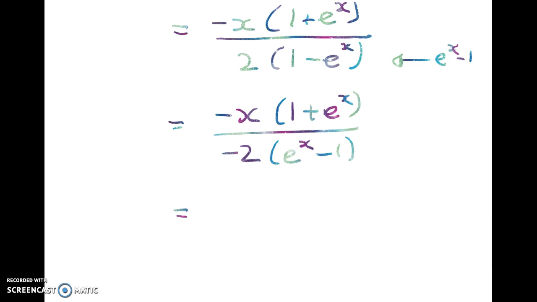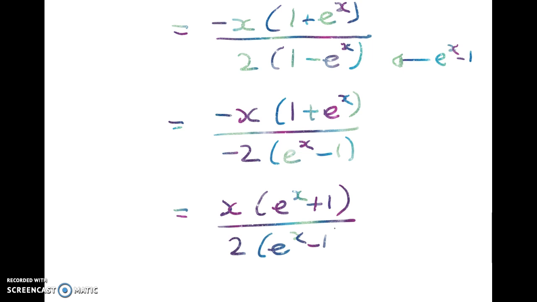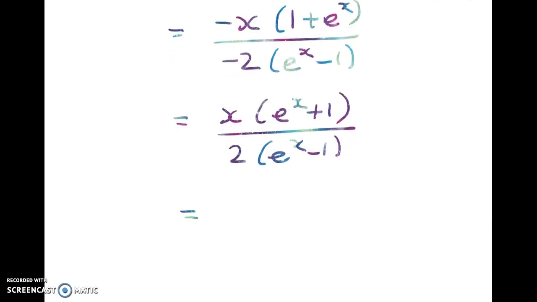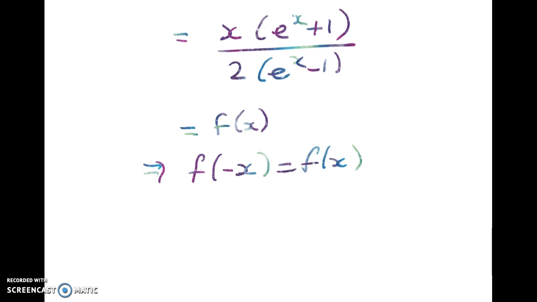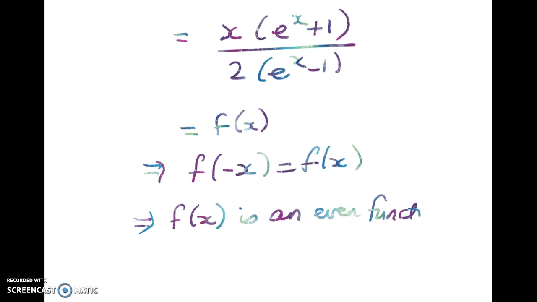Right, multiplying top and bottom by negative 1 gives me this x times e to the x plus 1 over 2 e to the x minus 1. And that's equal to f of x. Therefore, we've shown that f of negative x is equal to f of x. Therefore, f of x is an even function. That's it for now.